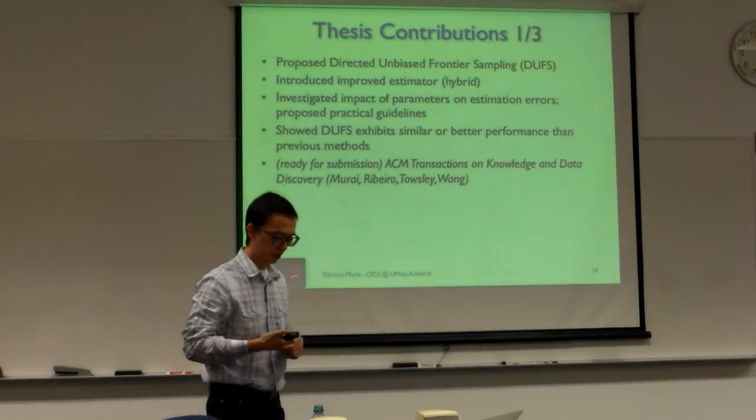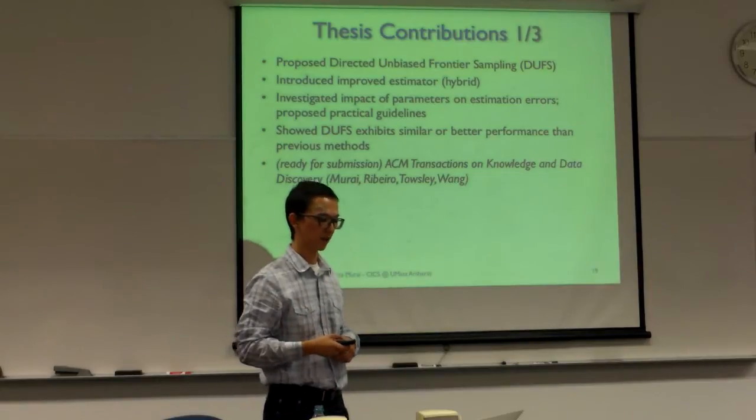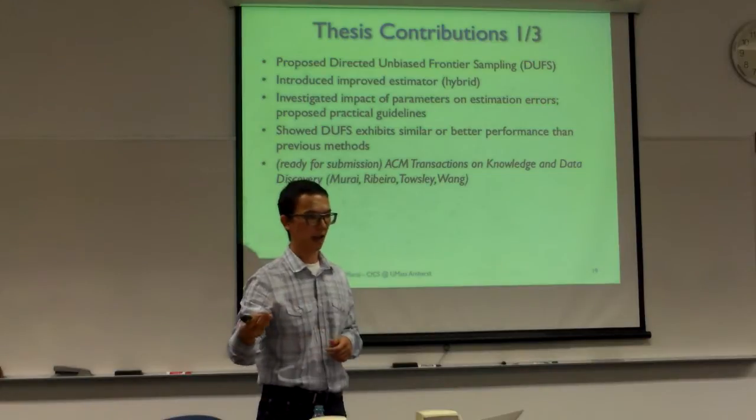So the contributions of this chapter are as follows. We propose a new method, directed unbiased frontier sampling, that generalizes previous methods. We introduced the hybrid estimator.